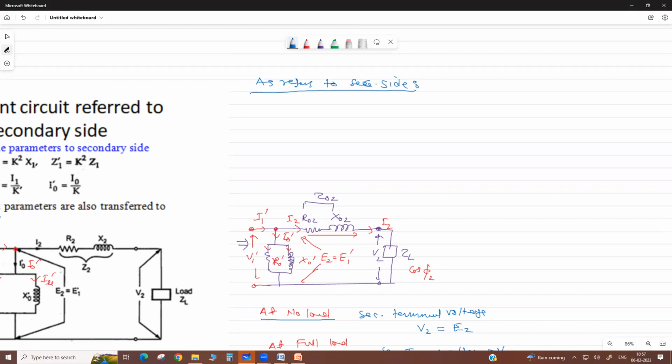When we transfer the parameter from primary to secondary, then you know what is your I1 dash. Now current is multiplied by K. I1 by I2 means I2 equals K. So here we replace this I2 dash.